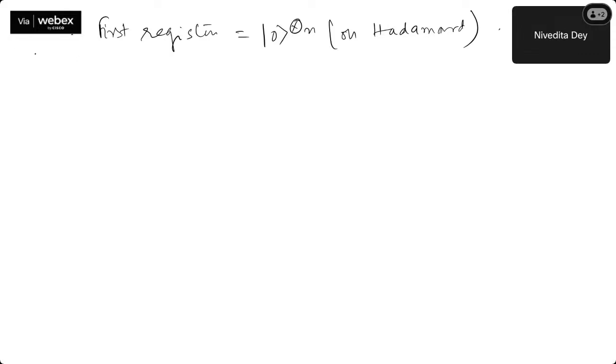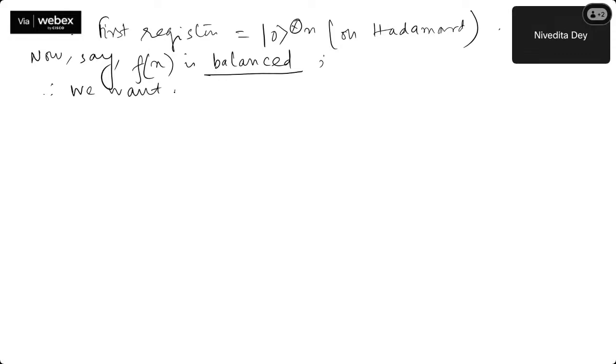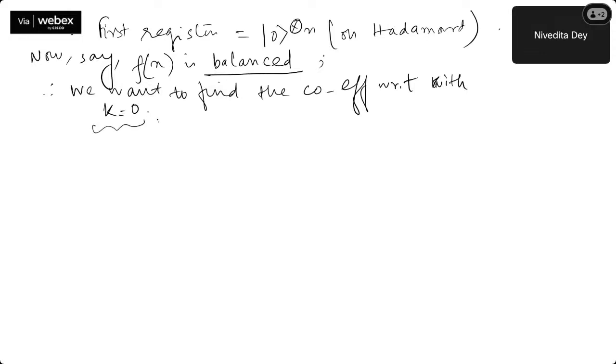So let me explain it for balanced. Say for example, if x is balanced. I'm just doing it right now for balanced. So for balanced, what we want is to find out the coefficient that is coming out with k equals to 0. This is what I want.